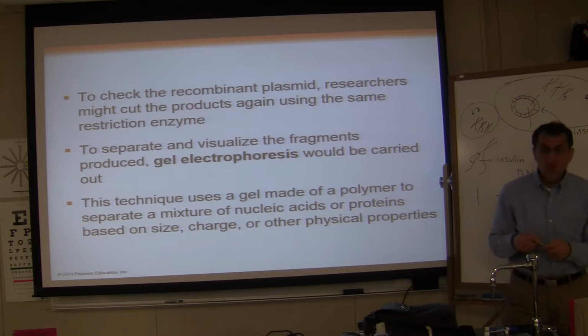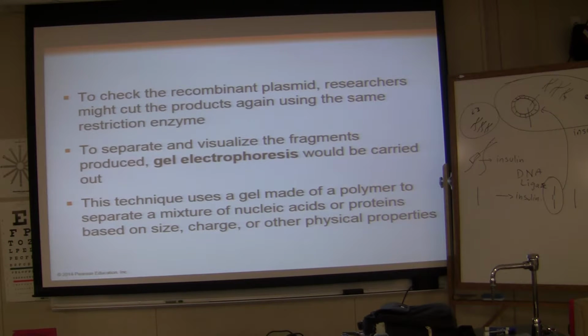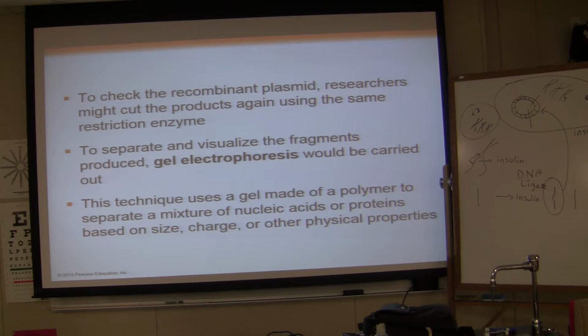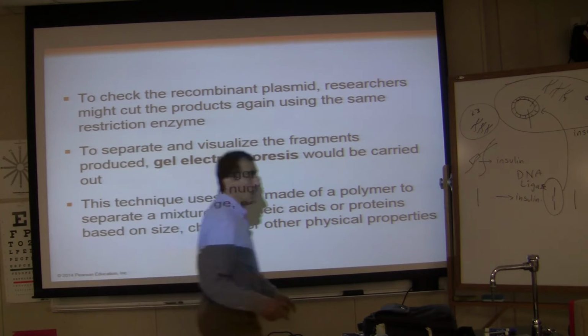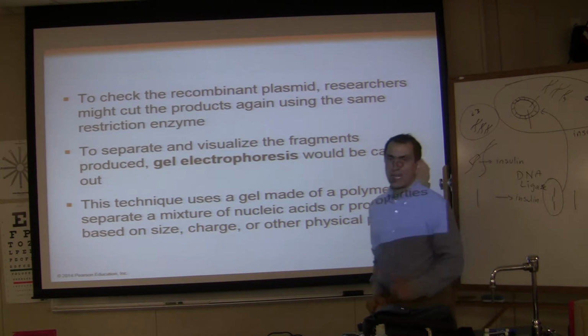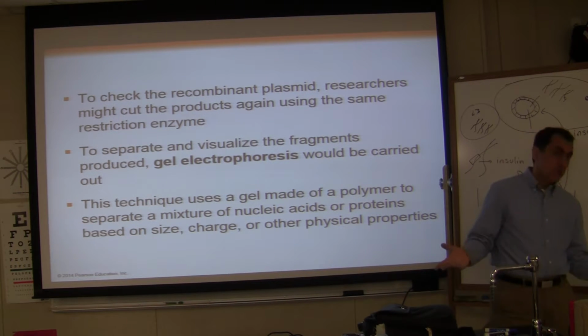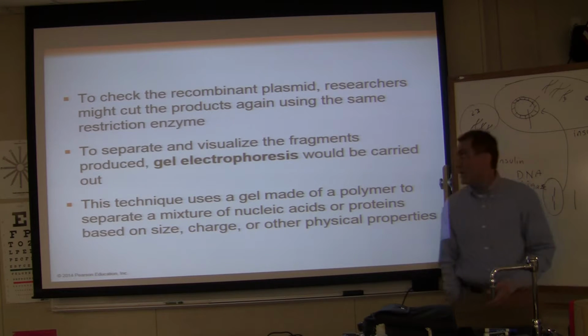So what scientists do, they run a sample of it on the gel electrophoresis. On this one, something you're going to do today, you make a gel and then you put it through electrophoresis right here. And then you will see fragments of DNA in a gel. Then I'll show you some pictures. Then you know you did cut your DNA. If you don't see fragments, then you didn't cut your DNA. Okay, so that's what this is.